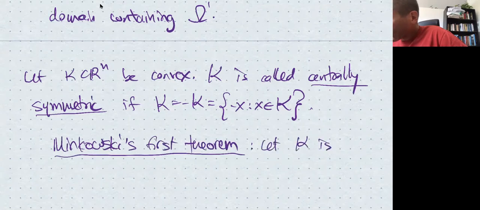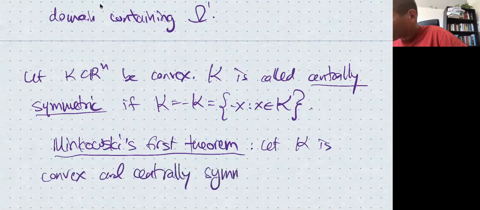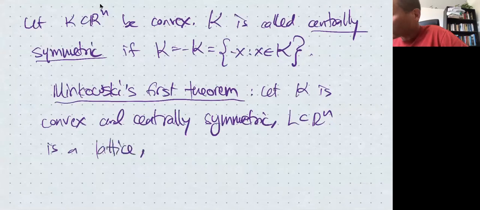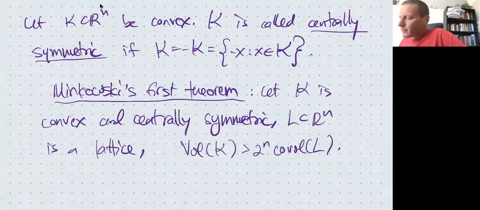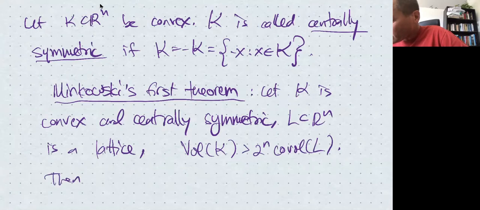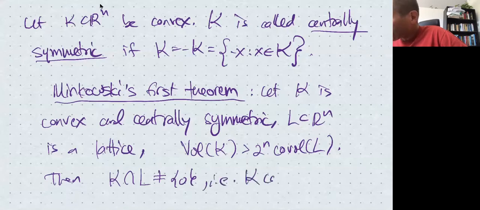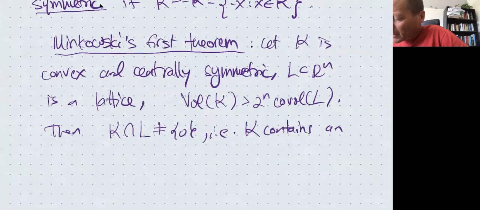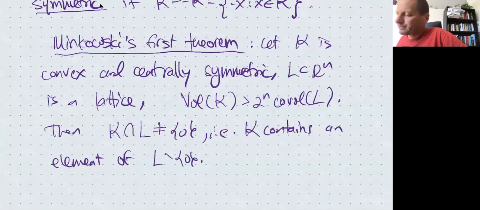Suppose K is convex and centrally symmetric, L is a lattice, and the volume of K is bigger than 2 to the n times the covolume of L. Then K intersect L is not equal to 0, or let me just say, K contains an element of L minus 0, a non-zero lattice element.